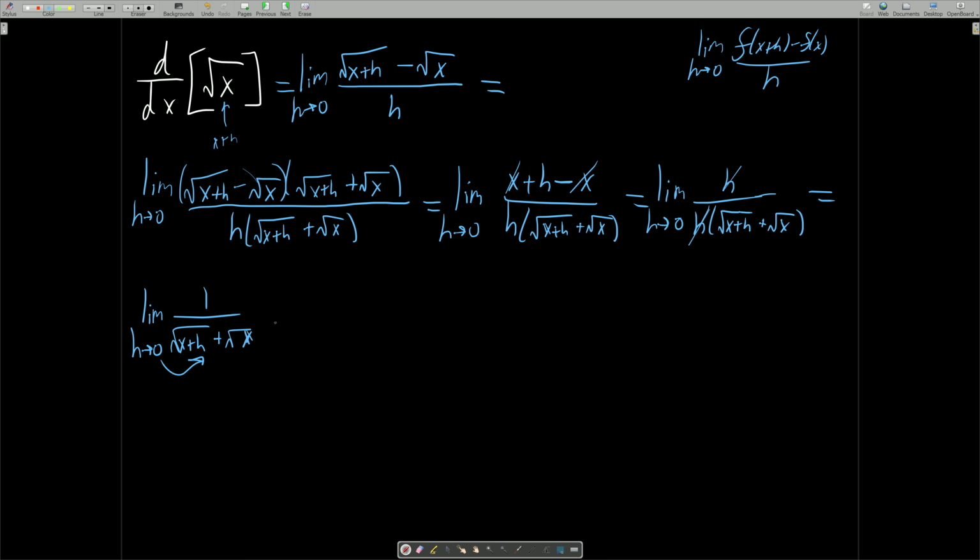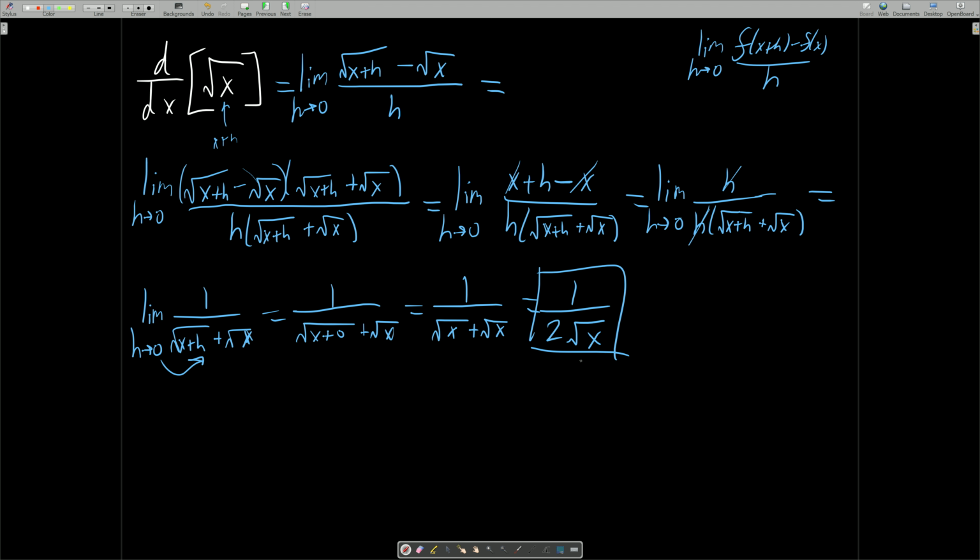Now you can substitute 0 for h. Take 1 over square root of x plus 0 plus square root of x, which is just square root of x plus square root of x. And that's 1 over 2 square root of x. Now this particular one, the derivative of square root of x, is going to be very, very useful to memorize because it's going to be used a lot. So just make sure to memorize that the derivative of square root of x is 1 over 2 square root of x because you're going to be using it a lot.